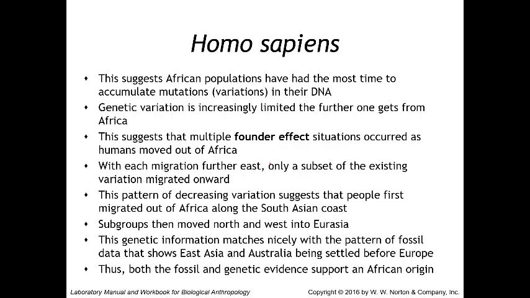Subgroups then moved north and west into Eurasia, and the genetic information matches very nicely with the pattern of fossil data that shows that East Asia and Australia were settled before Europe. Thus, both the fossil and the genetic evidence supports an African origin.